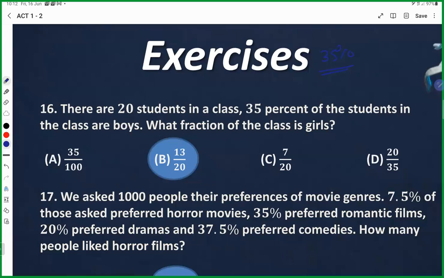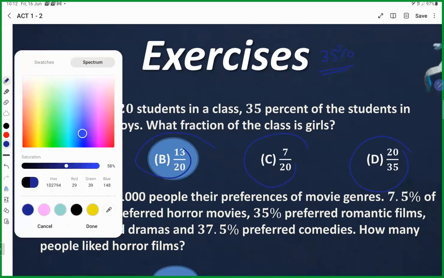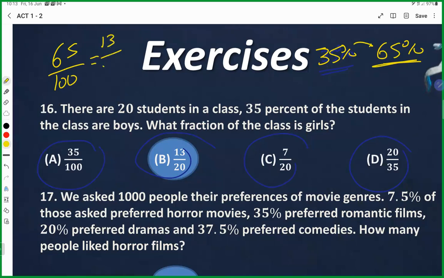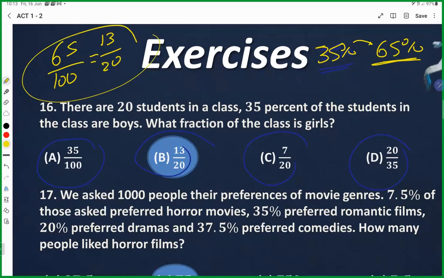Now 35%. I don't have any information that can help me solve the question in an easy way. All I know is that the boys are 35%. So on the other side, the girls are what? 65%. So 65 over what? Over 100. So divide by 5, that equals 13. Divide by 5, that equals 20. This is a very fast way to solve such a question. Okay, what else?